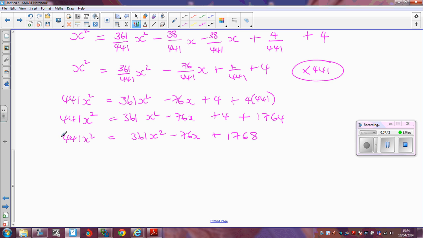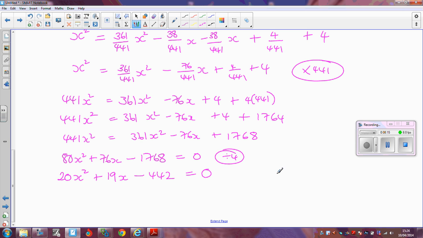So first of all, I'm going to subtract 361x squared from both sides. Well, that gives me 80x squared minus 76x. If I add, 76x moves to there, and then minus 1768, and that is equal to 0. I can see that everything can be divided by 4, so I'm going to do that. So I get 20x squared plus 19x minus 442 is equal to 0.